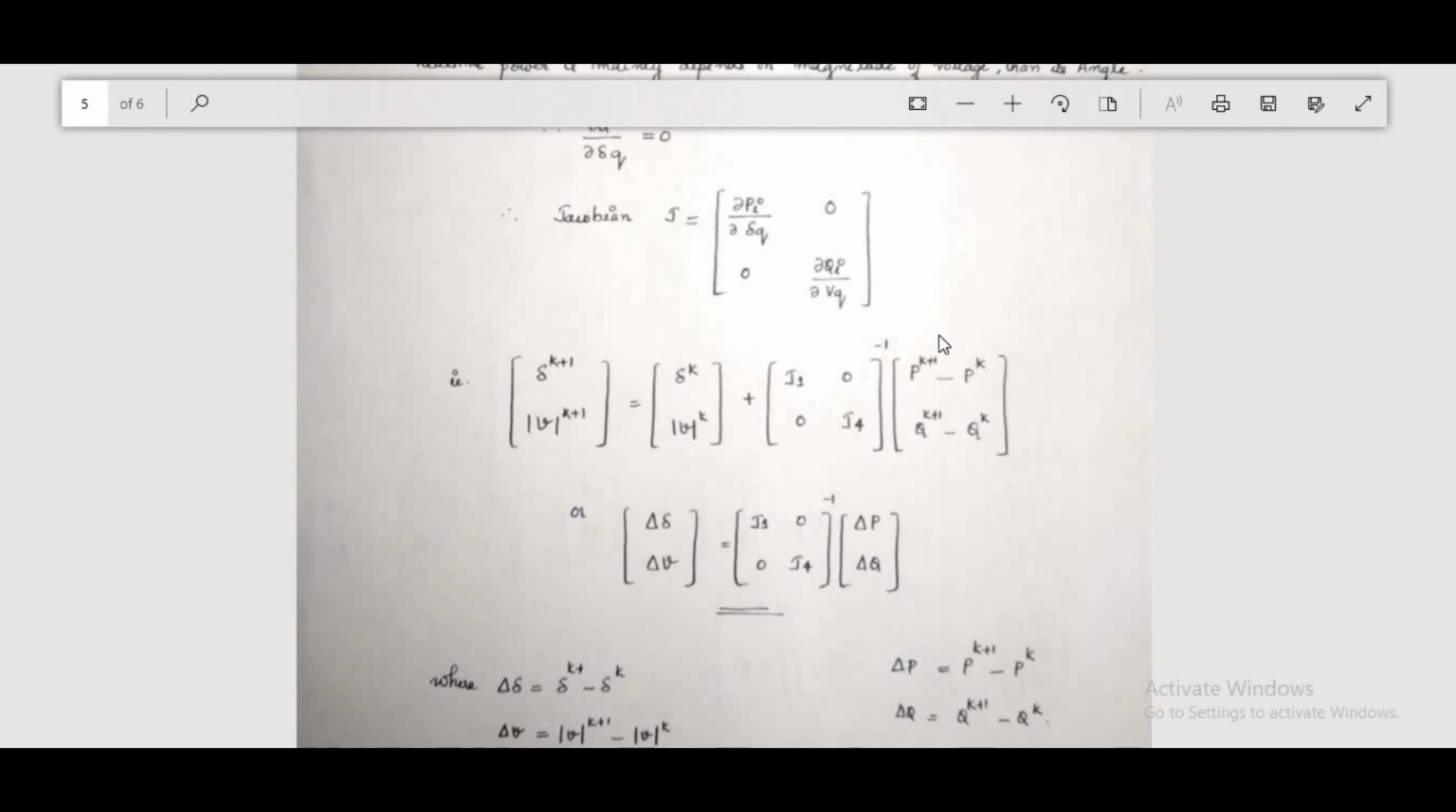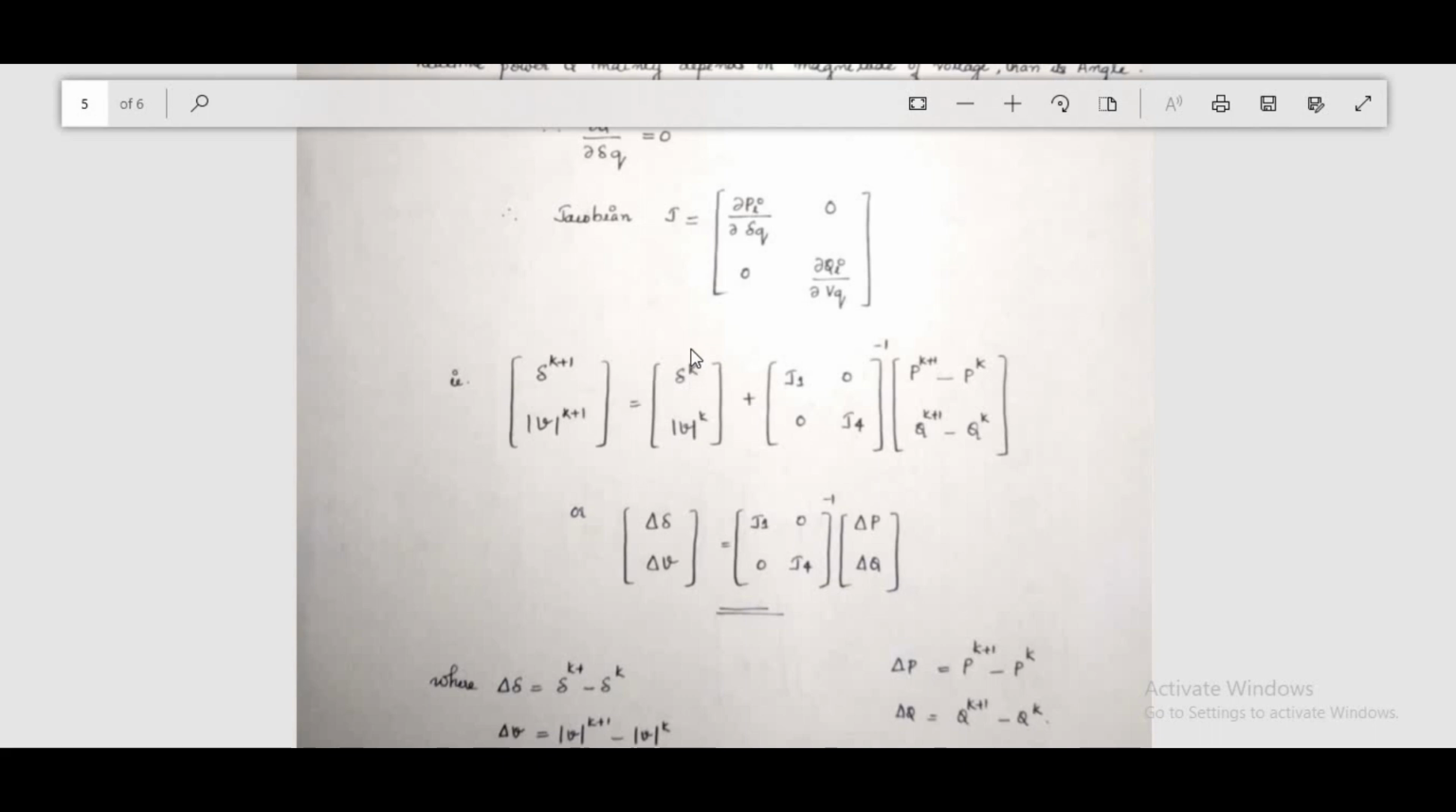What do you mean by decoupled? You are decoupling something. What are you decoupling here? You have removed the coupling between active power P and V, and you have removed the coupling between reactive power Q and delta. So that has become decoupled and it has become equal to 0. That is the decoupled load flow method.